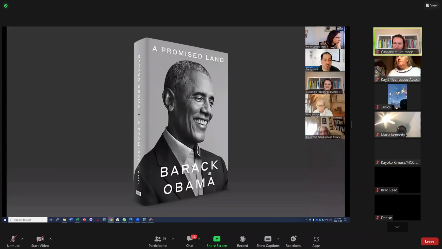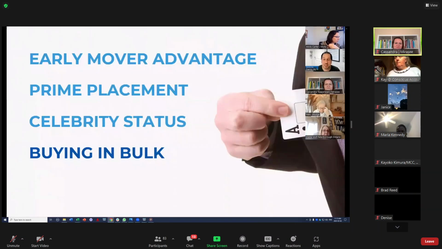Another unfair advantage would be if you are buying in bulk. We all know from our regular lives that if you buy one roll of toilet paper, it costs more per unit than if you go to Costco or something like that, and you buy 400 rolls of toilet paper, right? It's cheaper. Well, the same applies to ads.